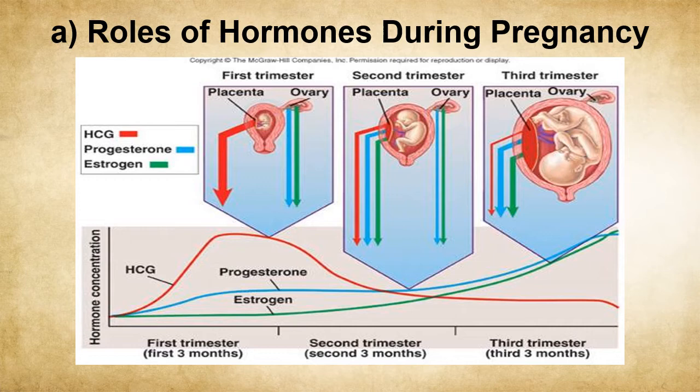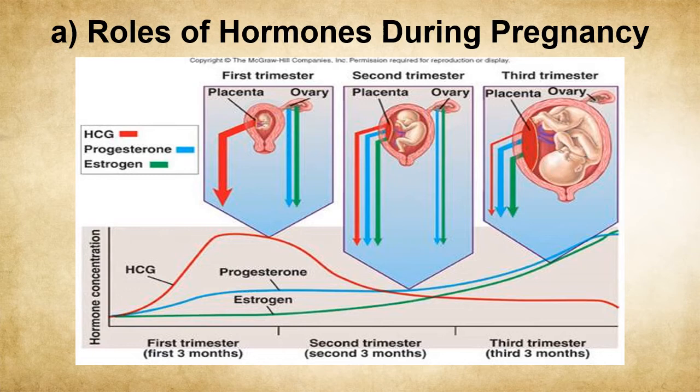Let's first look at HCG in the red line. Let's look at the graph. If you can see, HCG from conception increases until it reaches a maximum concentration near the end of the first 3 months of pregnancy, so near the end of first trimester.